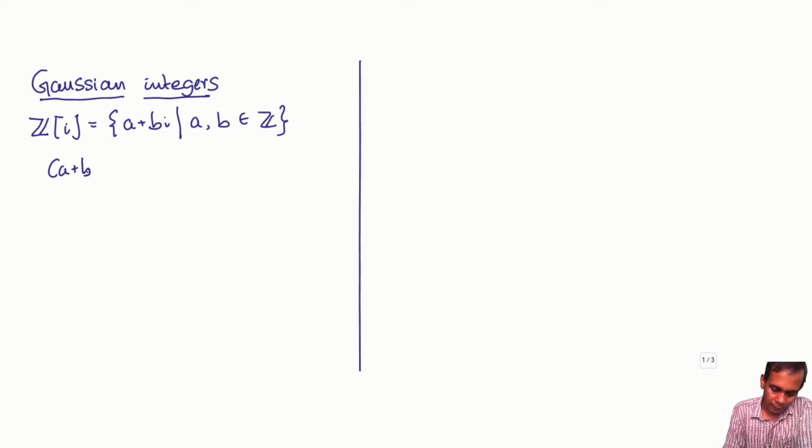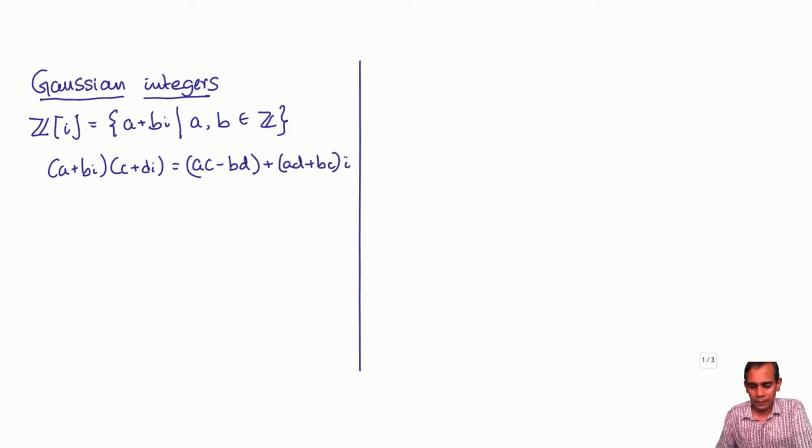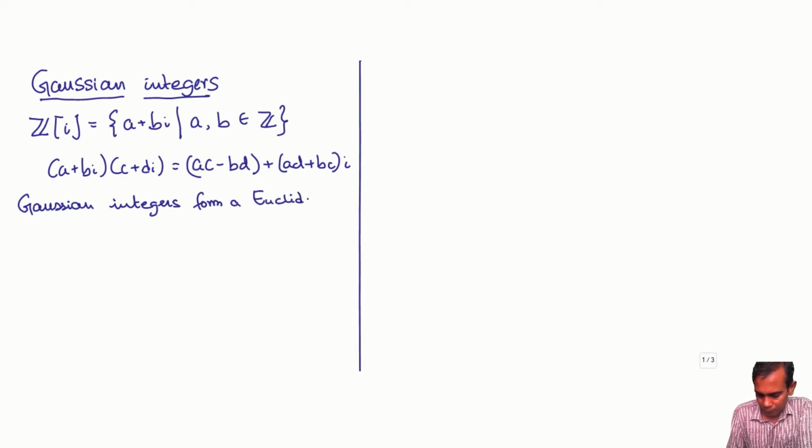So (a plus bi) times (c plus di) is just (ac minus bd) plus (ad plus bc) times i. And what I want to explain is that Gaussian integers form a Euclidean domain. Obviously Gaussian integers form an integral domain because it's a subset of the complex numbers, and if you multiply two non-zero complex numbers, you still get a non-zero complex number. But why do they form a Euclidean domain?